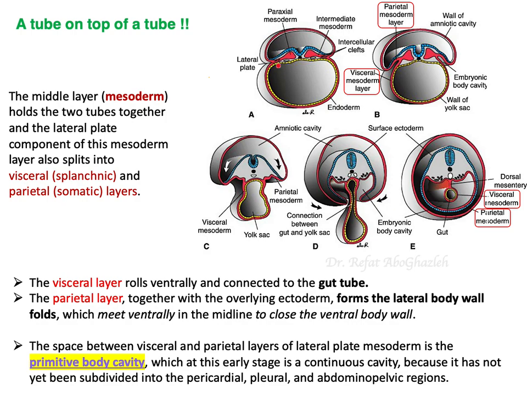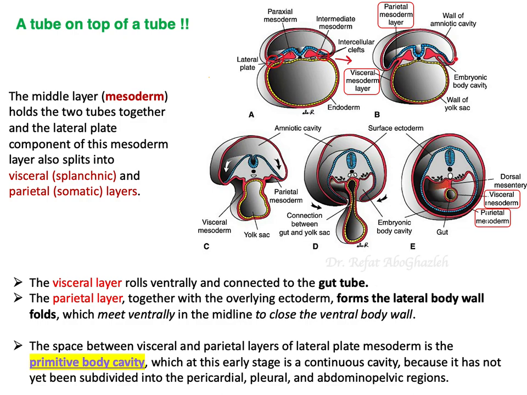So let us start with the division of the lateral mesoderm. What we have here is that it divided into parietal mesoderm and visceral mesoderm. The visceral mesoderm runs ventrally, because you know that the gut tube is ventral, right? So it runs ventrally and connects to the gut tube. But what about the parietal mesoderm? The parietal mesoderm similarly encircles or overlaps the ectoderm that will form, of course, the spinal cord here, and it forms the lateral body wall folds.